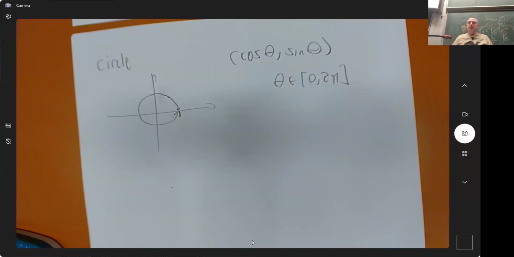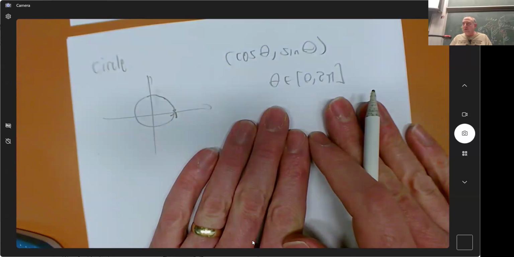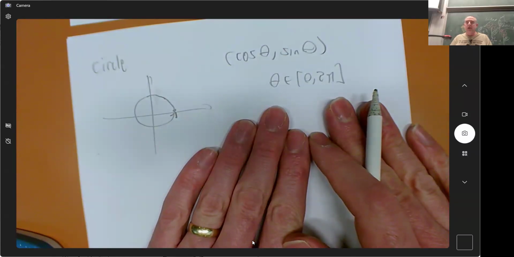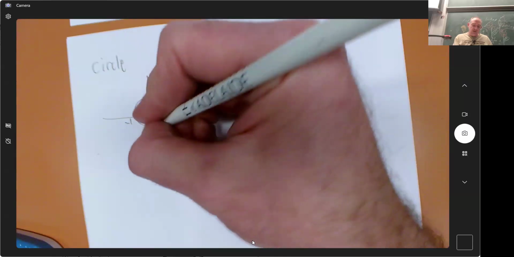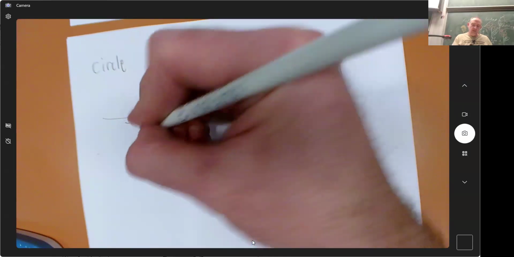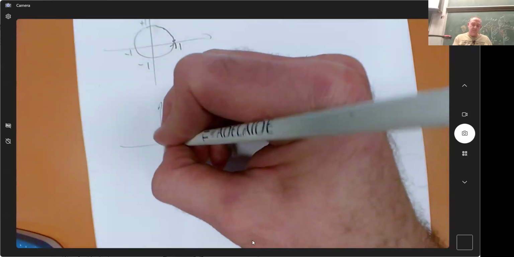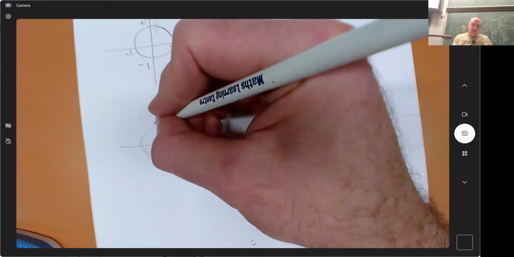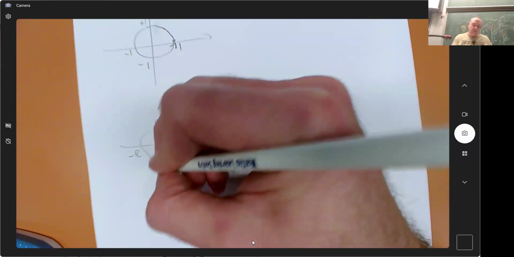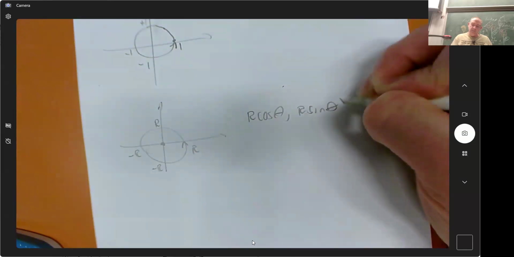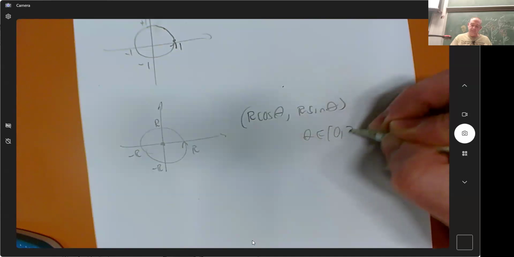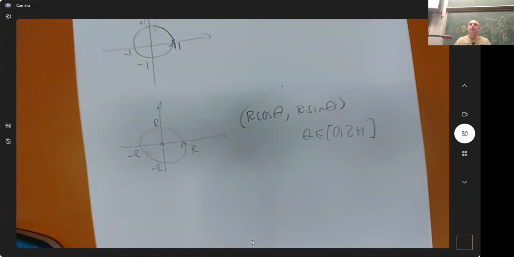Great. So circles are so important because if you have an object in 3D space, a lot of them have circles on them, and you can build them out of stacked up circles. And this is the one that has radius 1. But if you have a circle of radius r, that will be r cos theta, r sine theta.